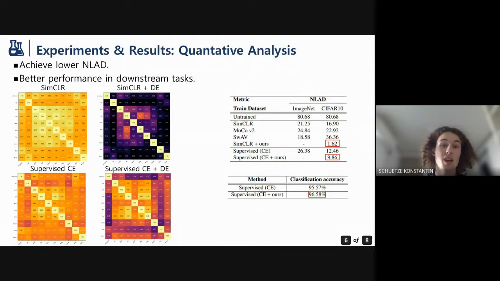We found that our new loss does indeed move the classes further apart. You can see in the left column the baseline models, and in the right column our improved models, where it is clearly visible that the mean representations of the classes move further apart. This is also represented in the NLAD, and we even found that it improves the classification accuracy over the classical cross entropy.